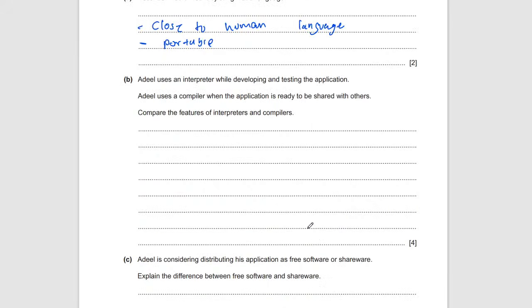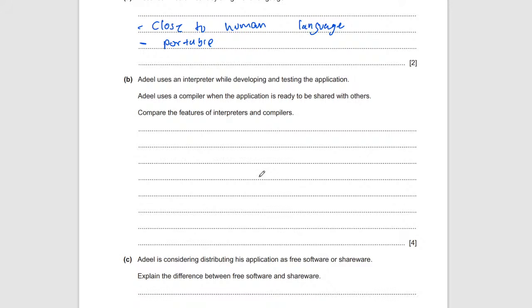Adil uses an interpreter while developing and testing the application, and uses a compiler when the application is ready to be shared with others. So he's using a compiler when it's ready and an interpreter when developing. Here it's telling us to give the features of the interpreter and the compiler.